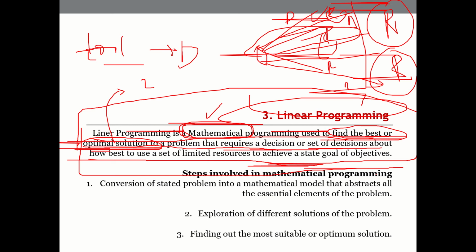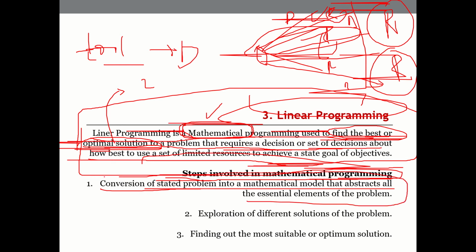Okay, what are the steps involved in defining linear programming? Conversion of stated problems into mathematical models that abstract all the essential elements of the problem. Like I was explaining here, our problem is reaching a place, starting from a point A and reaching place R. Okay, so that's the problem.